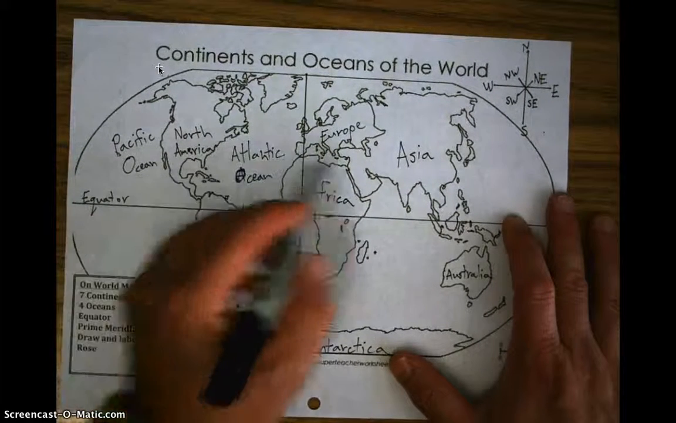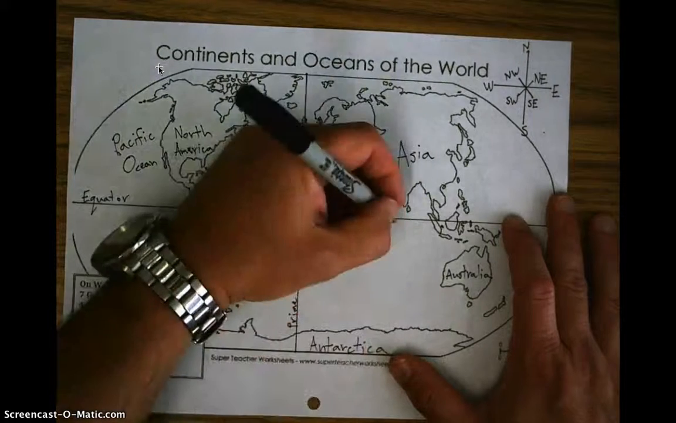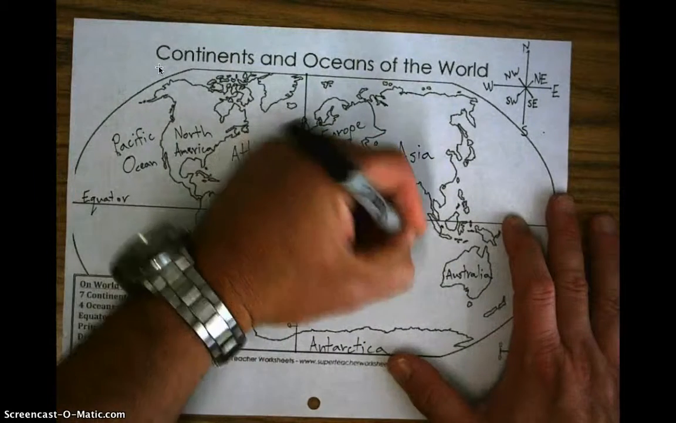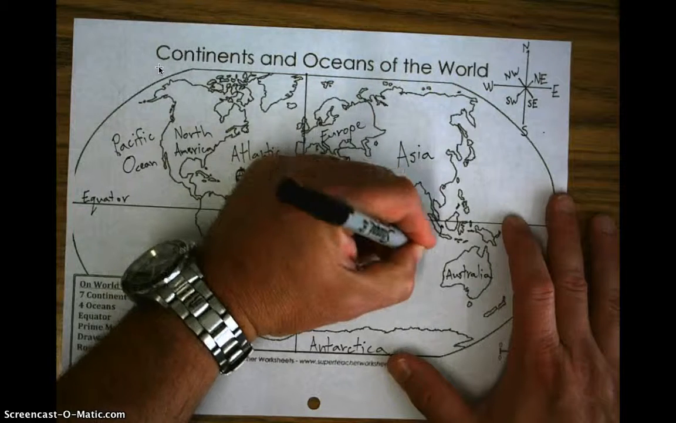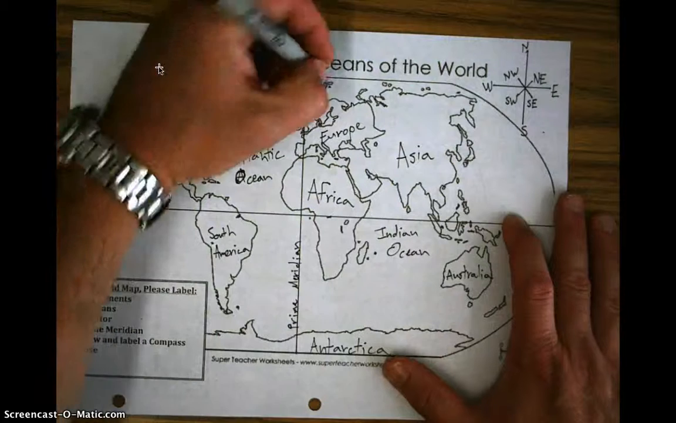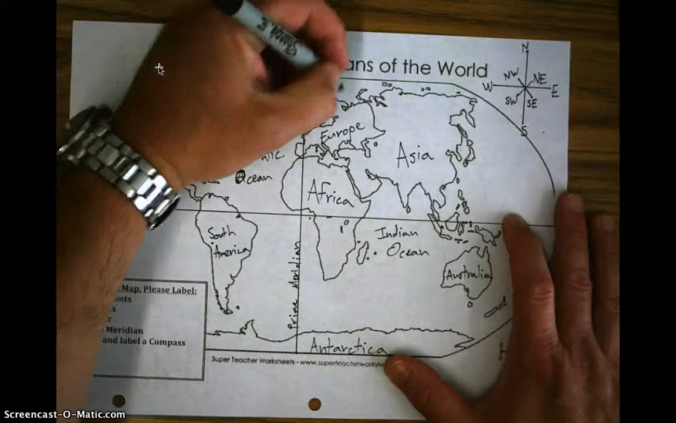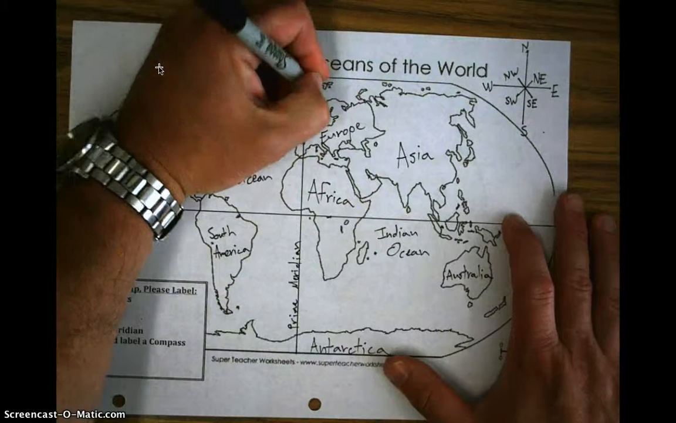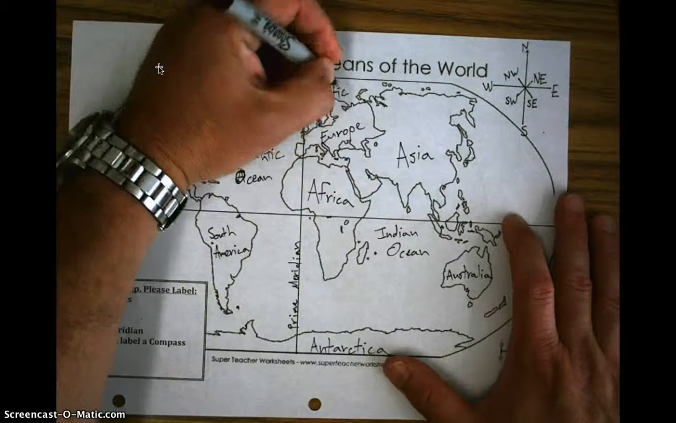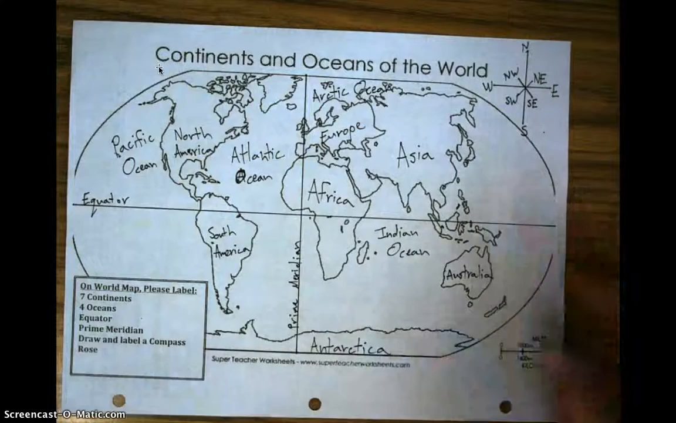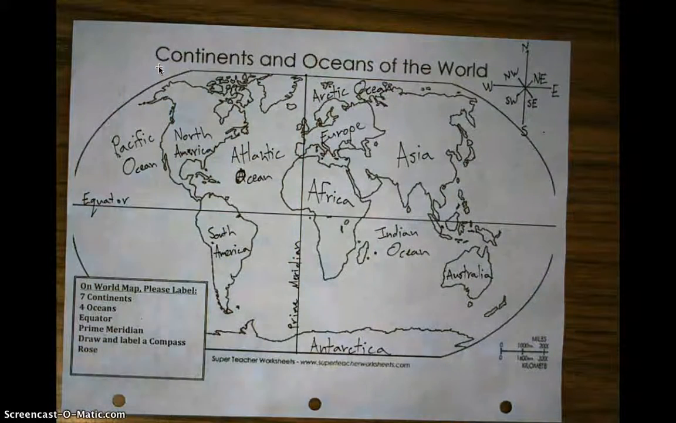All right, down below Asia here, we have near the country of India, we have the Indian Ocean. And last but certainly not least, up at the very top of the Earth, we have the Arctic region, part of that is the Arctic Ocean. ARCTIC, and then ocean, OCEAN. And that is a completed map. That would be a full credit map.